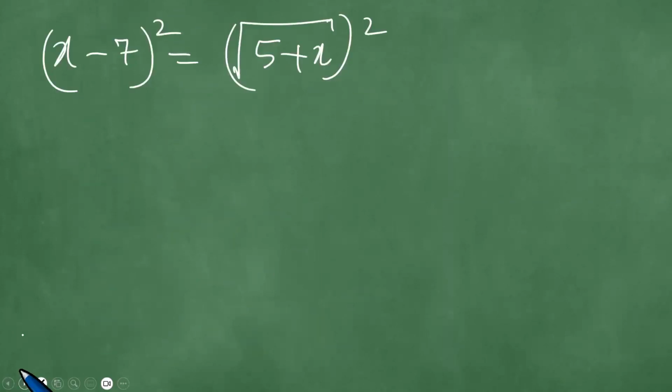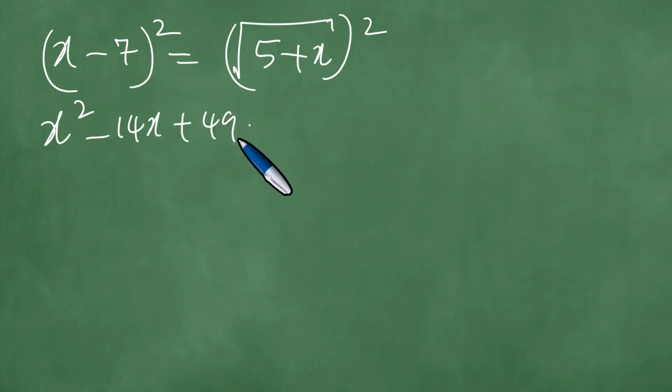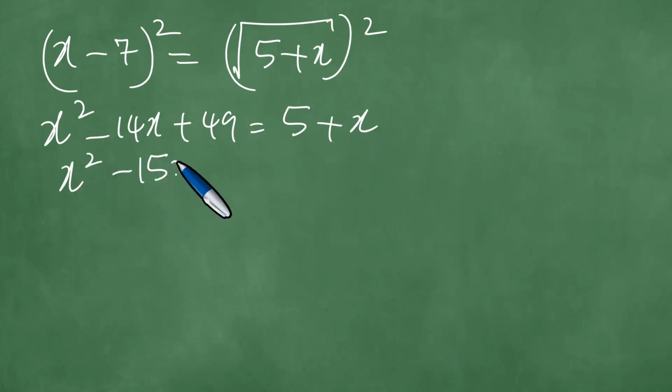Okay, if you square both sides here, this is going to be x squared, x by 7 times 2 is minus 14x, plus 49, is 5 plus x. So x squared minus 14x minus x, minus 15x, plus 44, because 49 minus 5 is 44.